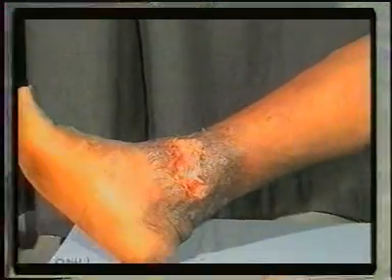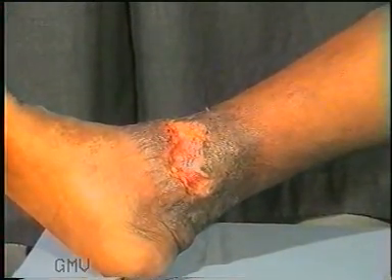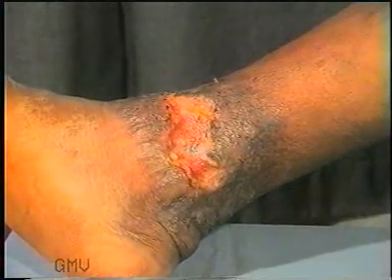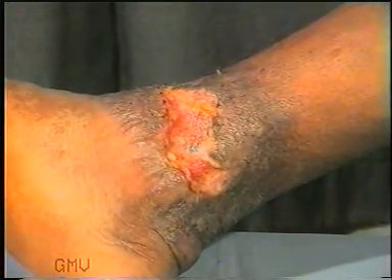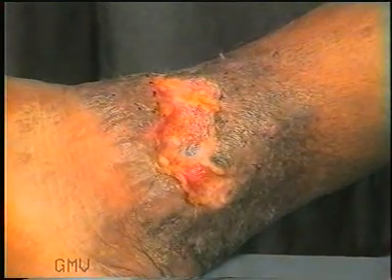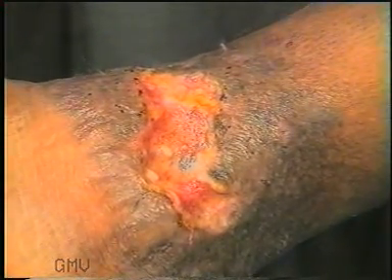This is another large varicose ulcer over the medial aspect of the ankle, surrounded by dark pigmentation and dermatitis. Note that the varicose ulcers are always superficial, painless, with ragged, irregular edges and unhealthy granulations. They never penetrate the deep fascia.